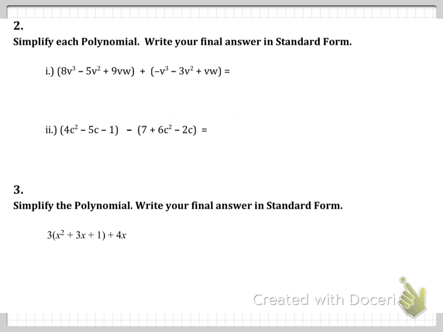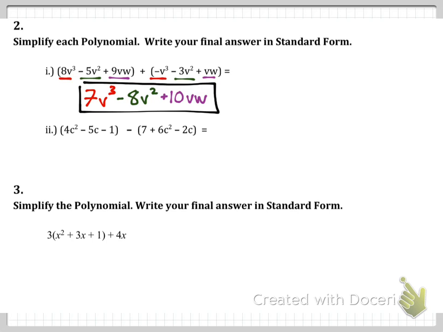All right, moving on to number 2. We want to simplify each of these. And to simplify these, we're just adding or subtracting them. We're really just combining like terms. So for the first one, I'm going to underline the similar or like terms. 8v cubed minus v cubed. That's going to be 7v cubed. Then the next 2 combined add up to negative 8v squared. And those last 2 combined are 10vw.